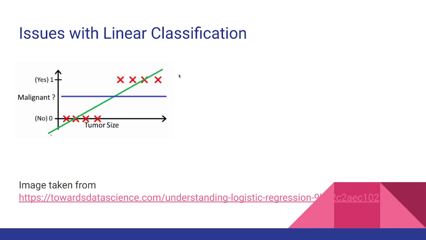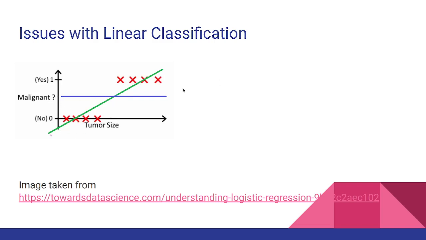Suppose this is tumor size, and the objective is to find out if it is malignant, meaning dangerous. If the tumor size is very small, it is not really dangerous, and if it is large, then it is dangerous. So this is linear classification. What we are doing is drawing a line here, at equal distance from all these points. So if the tumor size is more than this, then it is malignant, and if it is lesser than this, then it is not dangerous.